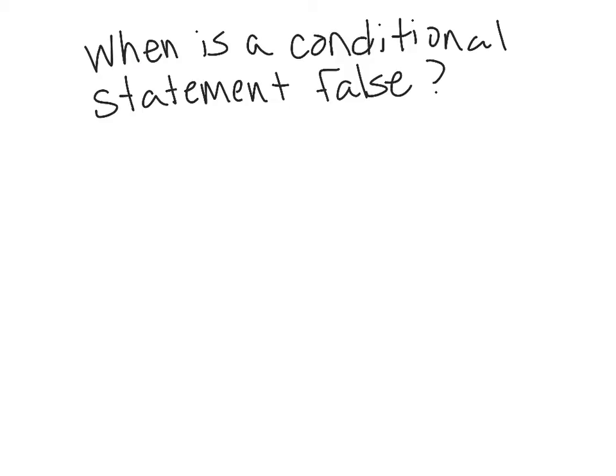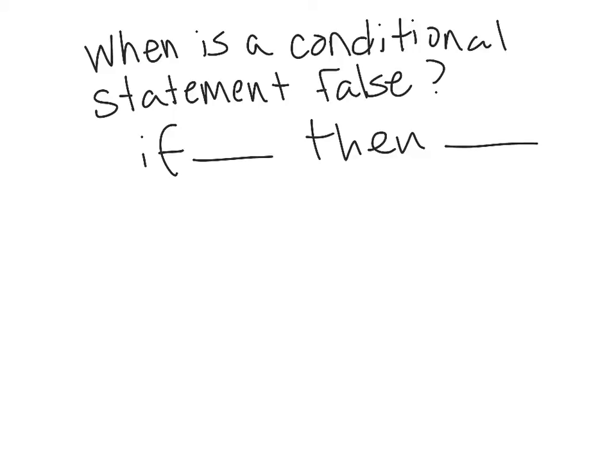Alright, in this video we're going to take a quick look at when a conditional statement is false. Up until now we've looked at a lot of conditional statements and just sort of assumed that they were true. So there's this: if something, then something. And in all these cases we say, well, if the if part is true, then the then part is true. So if this part is true, we can conclude that the then part is true. But that's not always the case, and sometimes a conditional statement can turn out to be false.